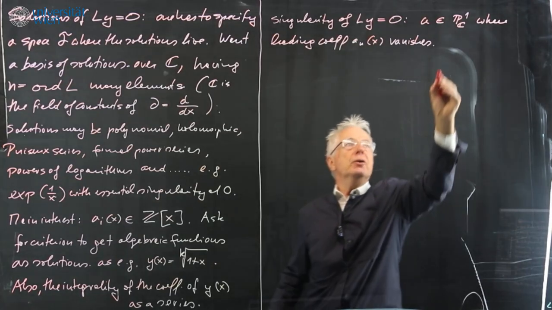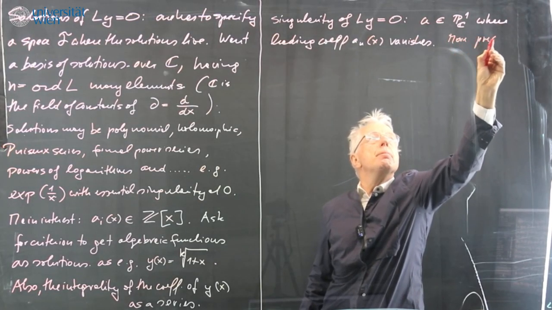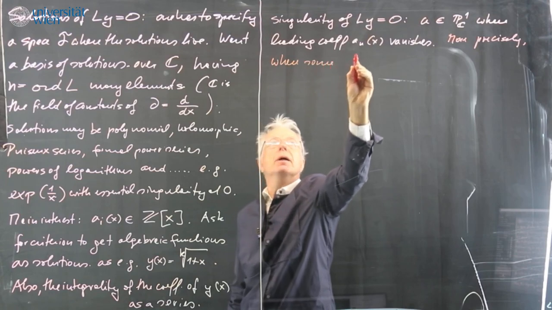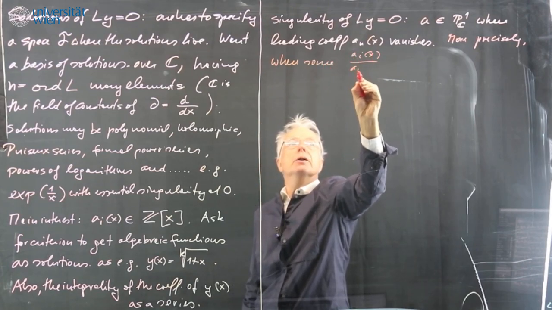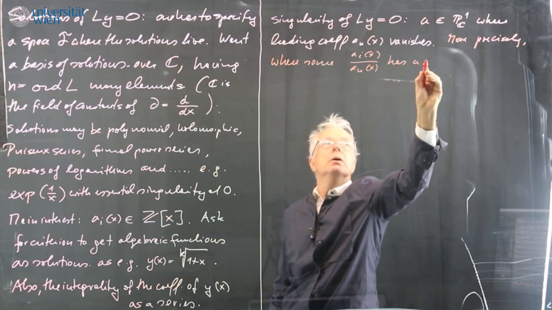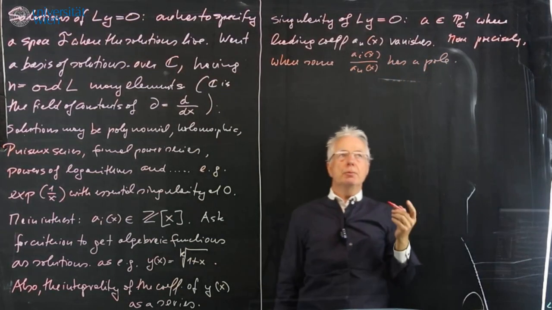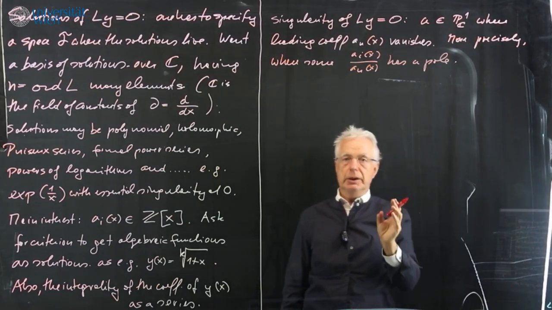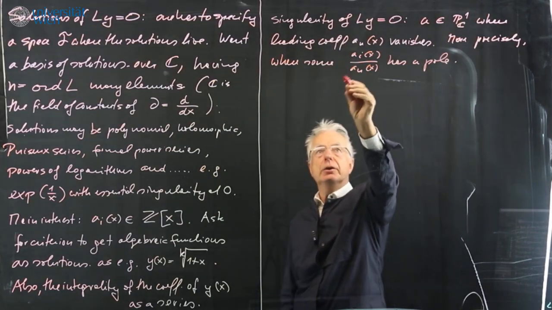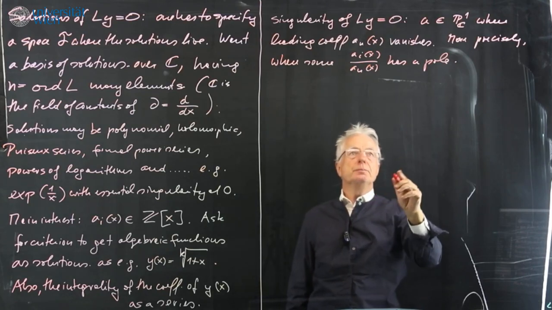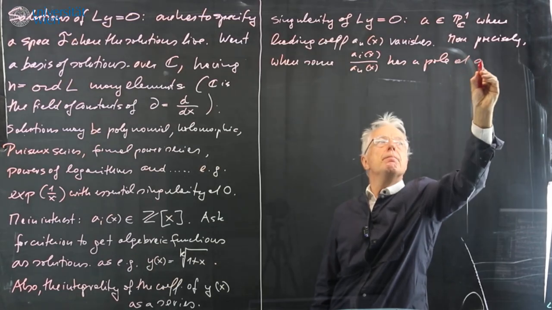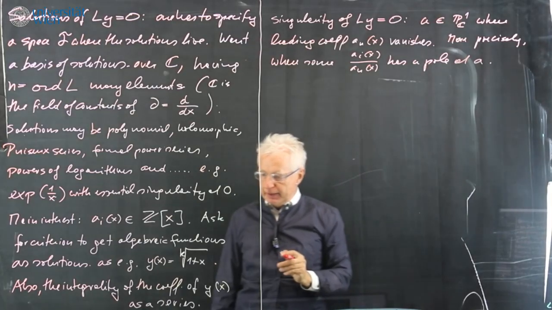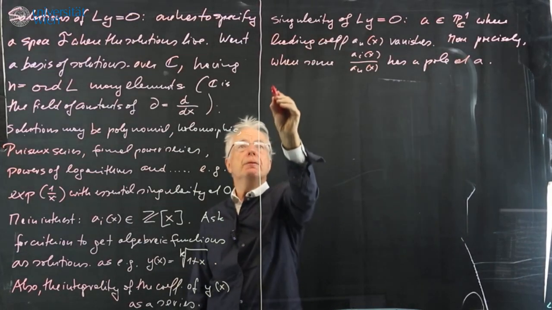No? So more precisely, a singularity is a point where the sum a_i(x) over a_n(x) has a pole. This is the precise definition. If you divide by a_n(x), so you make your differential equation monic, and then you look at the new coefficients, which are these here, if you have a pole at a, then you say your differential equation has a singularity. Okay. Now, there are three types.